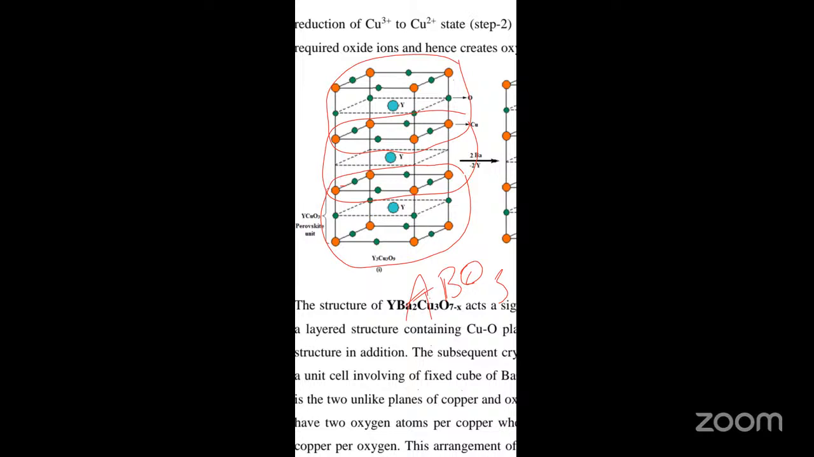Three ABO3 units will be connected together, and you can get this kind of arrangement. By connecting all three, you can get this structure. This is the simple connectivity, the first one. It consists of yttrium atoms at the center, copper atoms at the corners, and green is oxygen at the center of the edges.